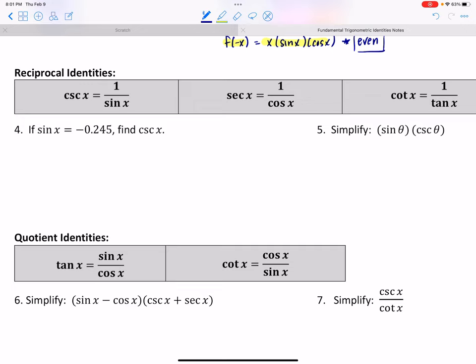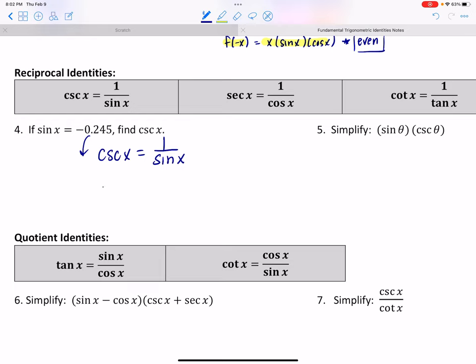So we know that the cosecant is the reciprocal of sine. We know secant is the reciprocal of cosine. And we know cotangent is the reciprocal of tangent. So then we can answer a similar question to what we just did a few minutes ago. If I know that the sine of an angle is negative 0.245 again, I should be able to find its cosecant, because the cosecant of my angle is the reciprocal of sine. So in this case, I take the reciprocal of this number.